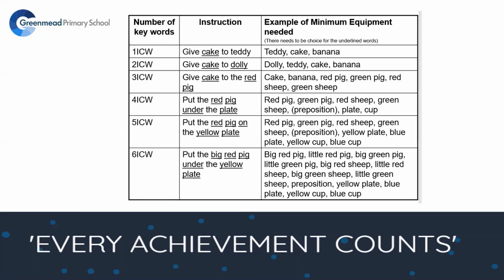Here's an example of how you might set up some activities. So you could do some pretend food, or you could be having a tea party. And remember that underlined words need to have choices. So if you're doing the red pig, you need to have different colours so that they, you know, don't just pick the red thing. They need to understand that it's a red pig and they don't go for the green pig or the red sheep. So yeah, have a look at that little diagram. It might give you some ideas of some activities that you could put together and how to think about how to set those up.